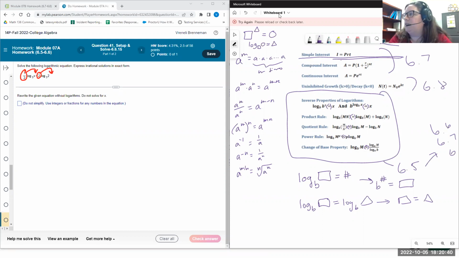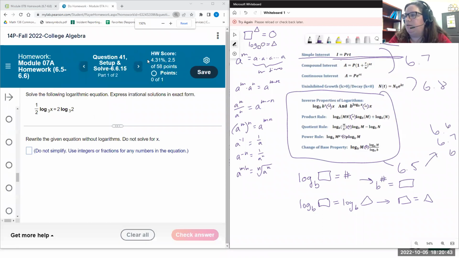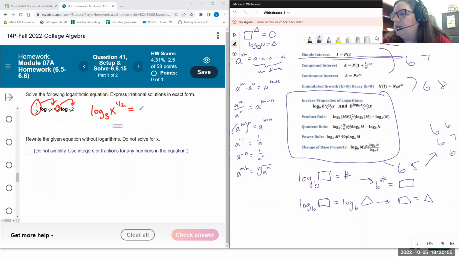So turning those factors into powers, I get log base 3 of x to the 1/2 equals log base 3 of 2 squared. Then I can undo the log base 3 on both sides, because that's all that's on that side: log base 3 of something equals log base 3 of something else. And so we have x to the 1/2 equals 4. x to the 1/2 would be square root of x, or I can undo it: 1/2 times 2 is 1. So undo by squaring either way.